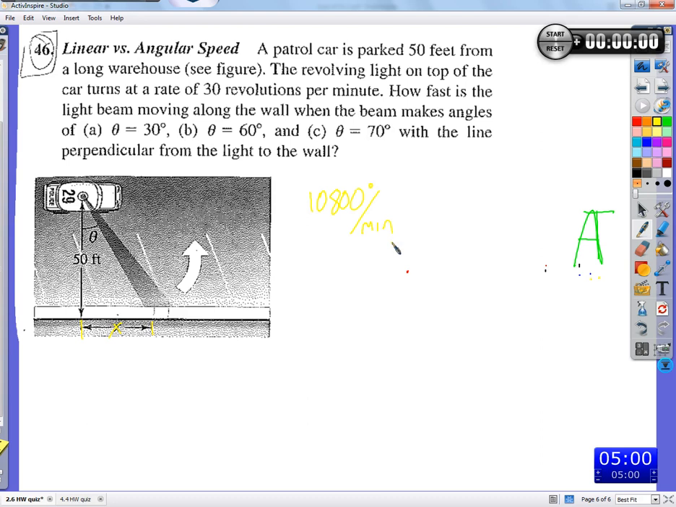It's 30 revolutions per minute. Well, let's stick with per minute, because that's what they're giving us. So 10,800 degrees per minute. Could you divide that by 60 and get it per second? Well, I'm saying we're going to stay in minutes just because that's what they're starting in, and if we were to check our answer, at the very least for justification, we'd check it in per minute.